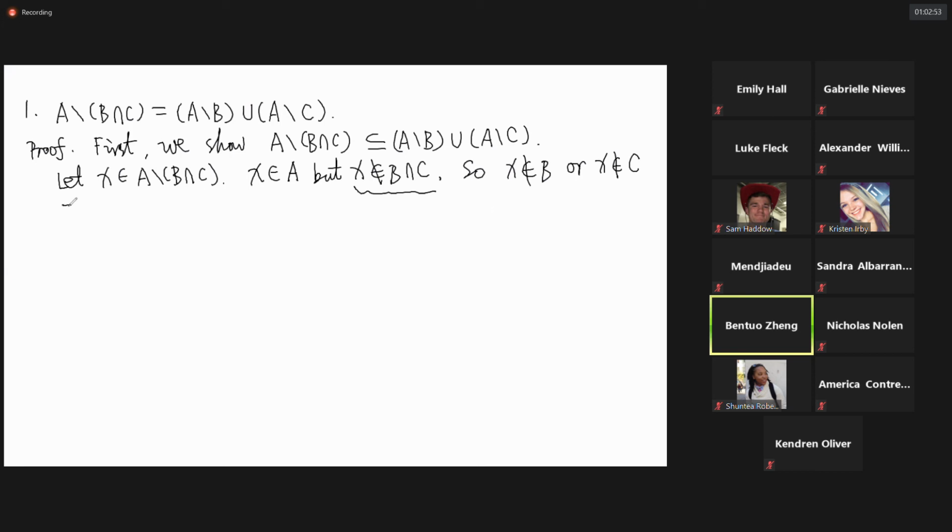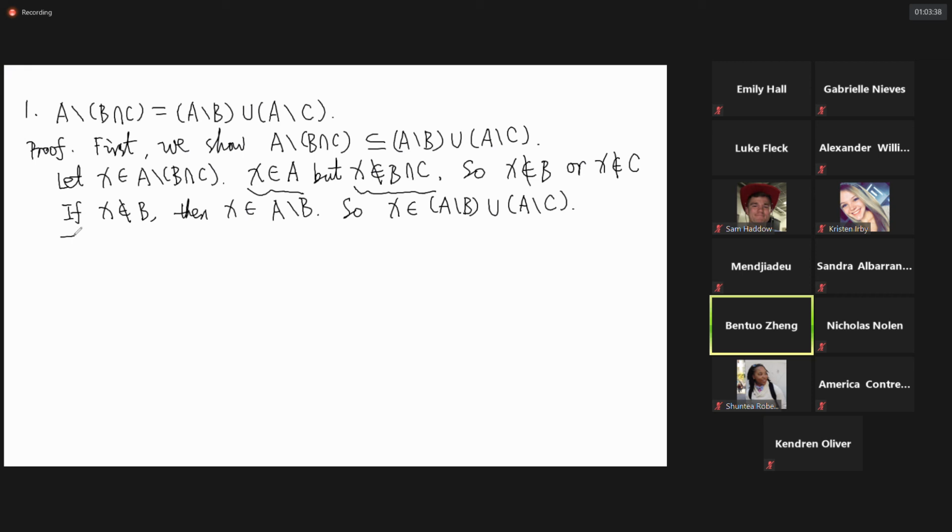Okay, so if X is not in B, because X is always in A, then this means X is in A but not in B, so X is in A minus B. This is the definition. So what we can claim is X is in A minus B union A minus C, because this union is larger than A minus B.